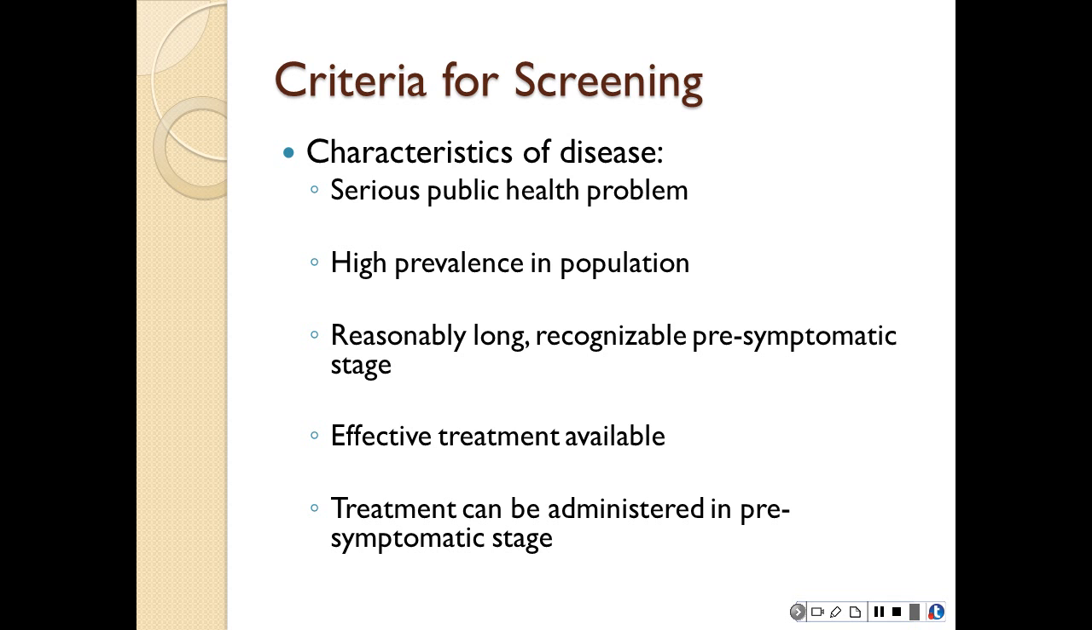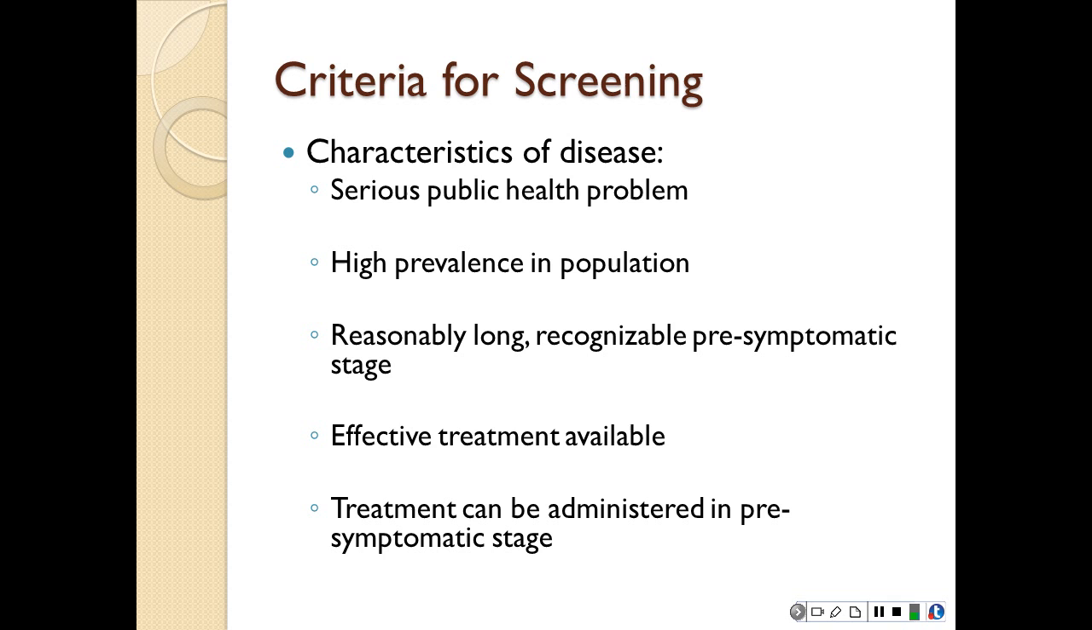Preface this by saying, we are now getting into the fundamental distinction between public health and clinical medicine. In public health, we are concerned with populations at large, right? So what is best for the population is not necessarily what is best for the individual. But when we're talking about screening programs, we're talking about screening large populations, so we really only want to screen things that are actual public health problems. We want there to be a high prevalence in the population. Again, that's part of being a public health problem.